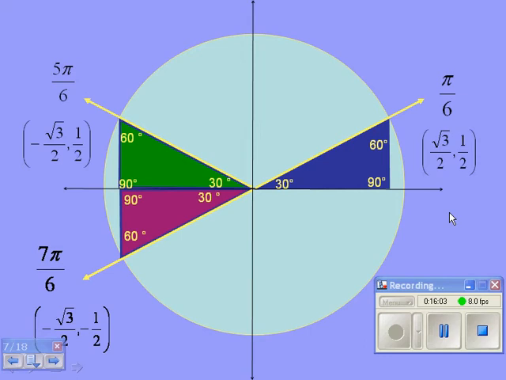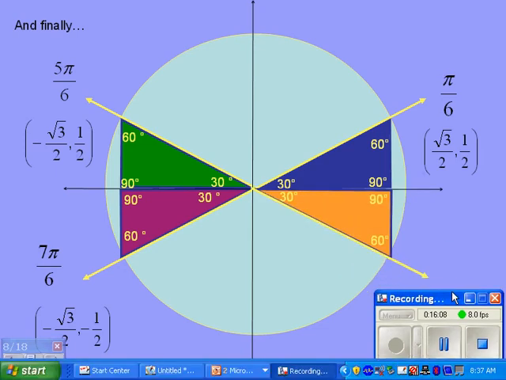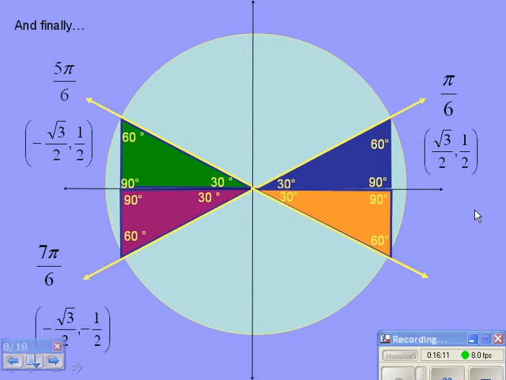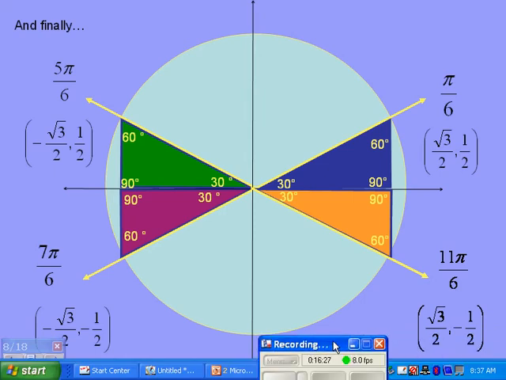All right. And then finally in the fourth quadrant, there's our last one. I'm going to move this down because I think it's in the way. There's my 11 pi over 6. So what should it be? Tell me before I show it. Good. Positive root 3 over 2, negative 1/2, and whoops, there it is. So right now, on your unit circles, everything is filled out for your axes, the x and y axes, and all of the pi over 6s are filled up.